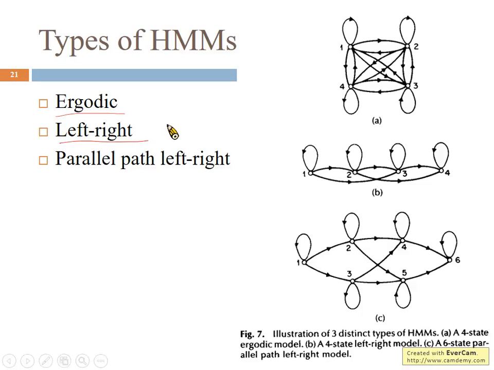That's called ergodic. Another one that is widely used in speech recognition and many other applications that have temporal order is the left-right hidden Markov model. So here we can see that the state transition can only go from left to right, not from right to left. So this is another structure. And also some studies propose parallel-path left-right. So from state 1 to state 6, we may have different paths. We can go through this, or go through this. So there may be some parallel paths.